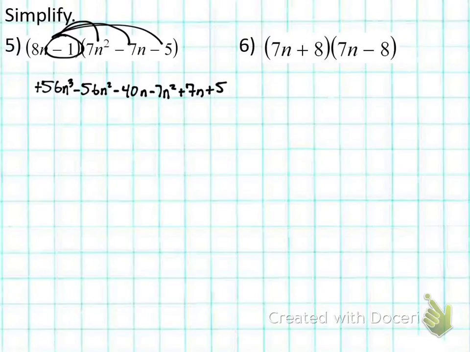We have positive 56n cubed. Okay, that's good. We have n squared is negative 56n squared minus 7n squared is negative 63n squared. Cross these out as I go. Negative 40n plus 7n is negative 33n. Cross these out, and then plus 5. That's it. Box your answer.